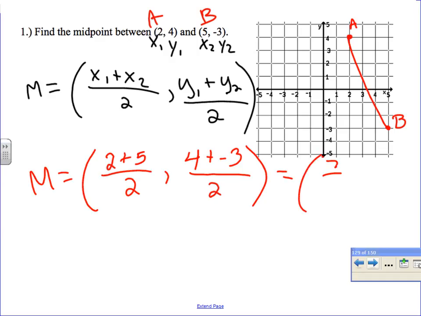5 plus 2 is 7, so 7 over 2. 4 plus negative 3 is 1, so 1 over 2. So you can leave your answer as 7 over 2, comma, 1 over 2, or 3.5, comma, 0.5. That's up to you if you want to leave it as a decimal or as a fraction. So our midpoint would be right here, over 3.5, up half. Now my drawing is not perfect, but that's our midpoint.